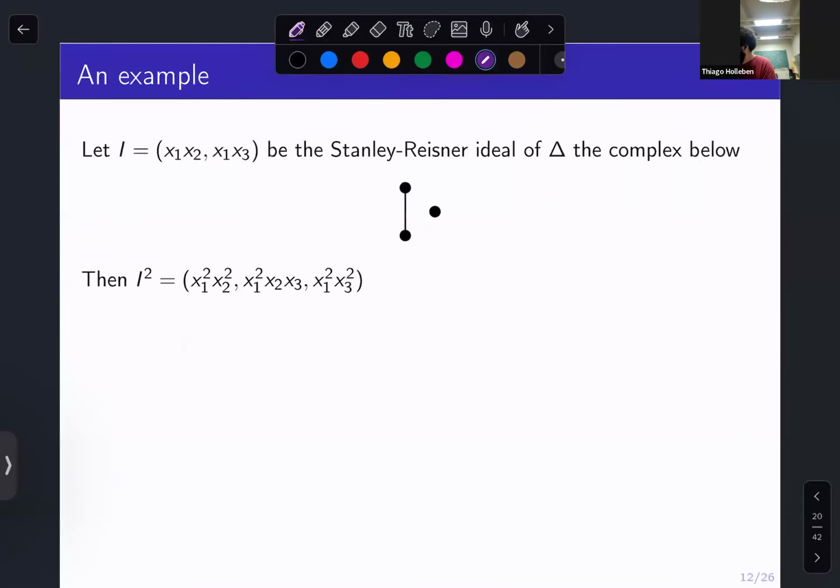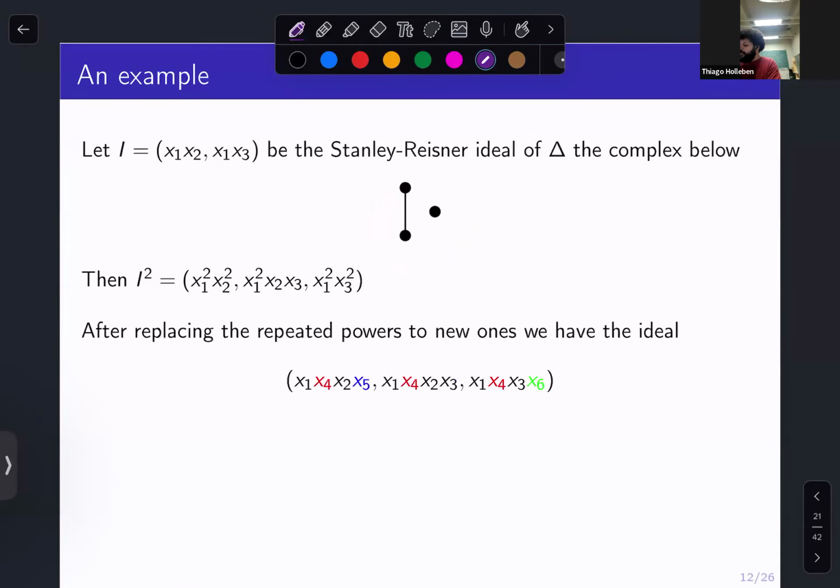So I have an example of this. Let's say you have the Stanley-Reisner ideal of delta, this complex here, which is the simplest example that I could think of that's not trivial, but we'll see that things get complicated very quickly. So the second power, as I said, is going to be the first generator squared, the first generator times the second generator, so we have x1 squared x3, x2 x3, and then the second generator squared. Okay, that's the second power.